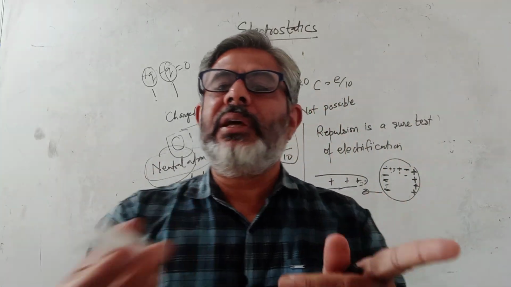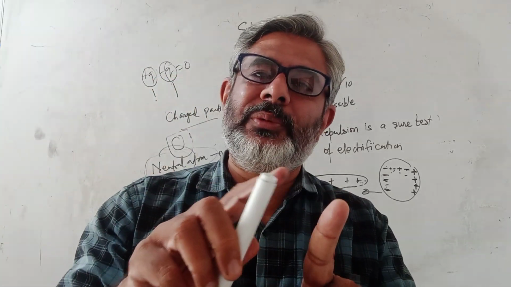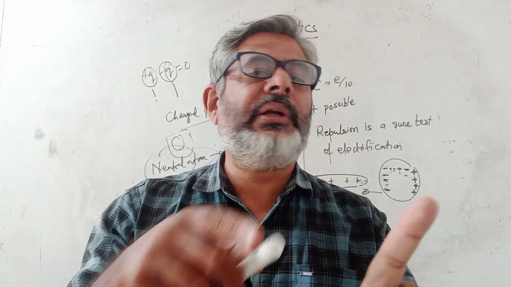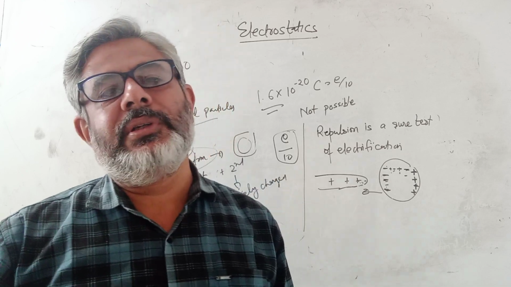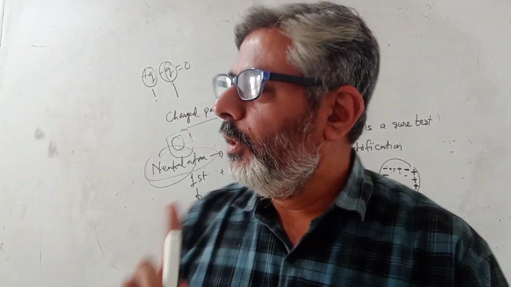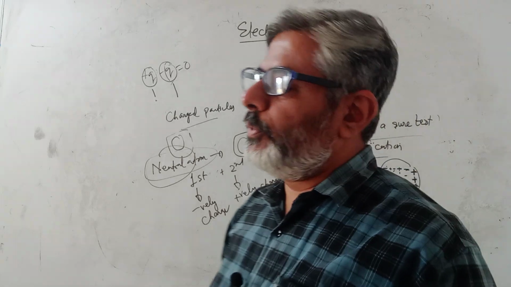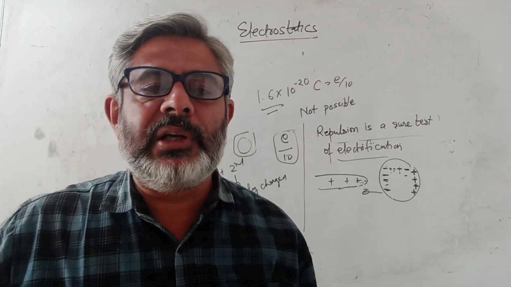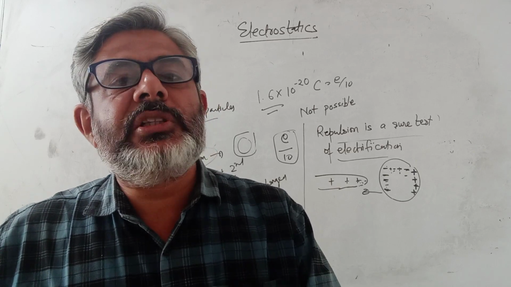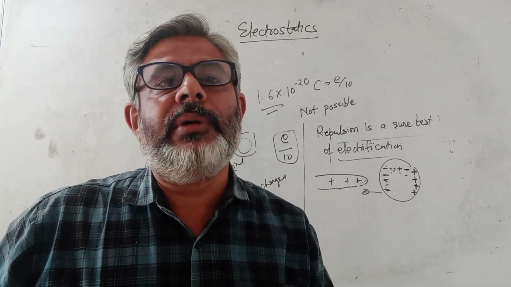So if two substances are repelling, then it means that this is also charged, this is also charged, because positive charge can attract another substance by induction, but it cannot repel another substance by induction. Repulsion is only possible if there is some positive charge on this and this is also positive charge. So I will say that repulsion is a sure test of electrification. So if two objects are repelling each other, know that both of them are charged. If two substances are attracting each other, then one may be charged, one may be uncharged also. So it's not necessary that both of them are charged.